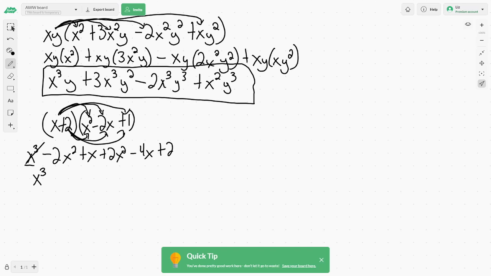Now I cross them out when I'm done with them so that I don't need to look at them anymore. That way I can just look at what I haven't used. So I have a negative 2x squared and a positive 2x squared. Those are just going to cancel each other out. So there's no x squareds in here. X minus 4x is negative 3x, and then plus 2. So this is our final answer.